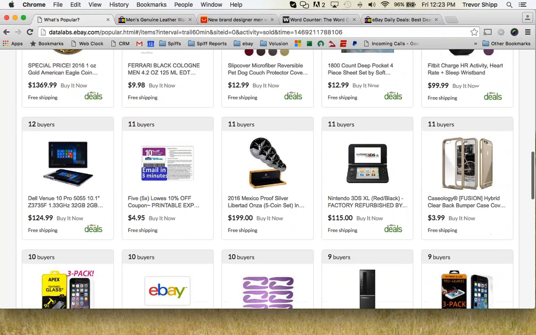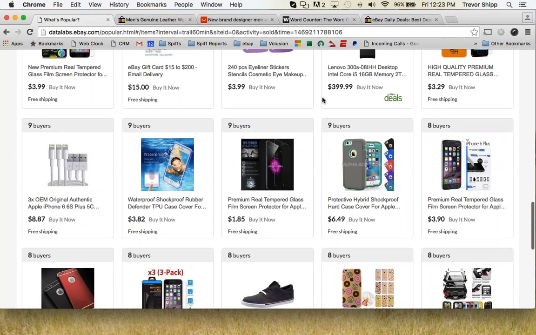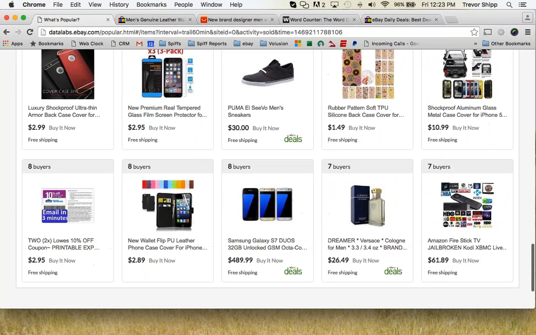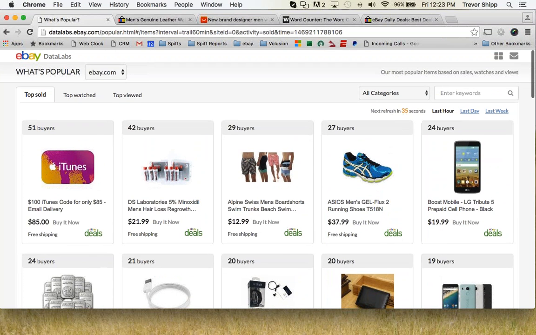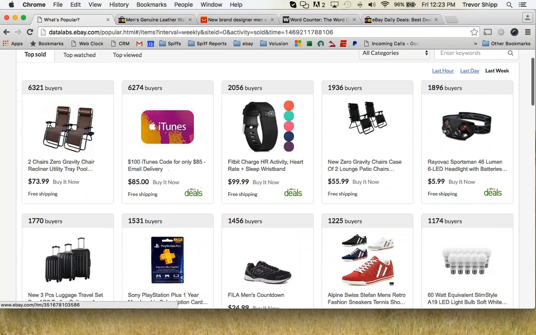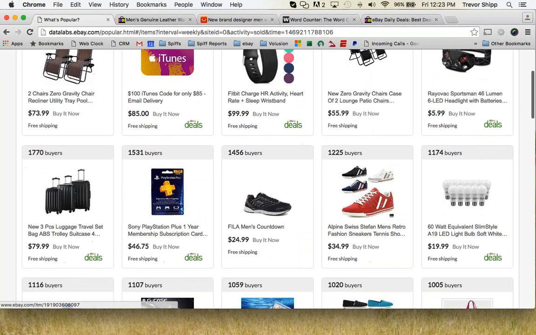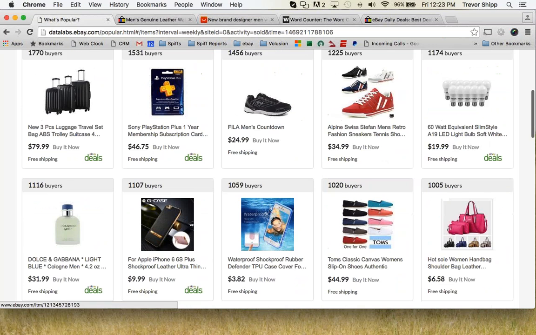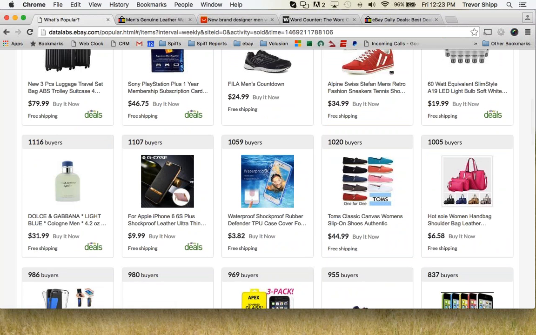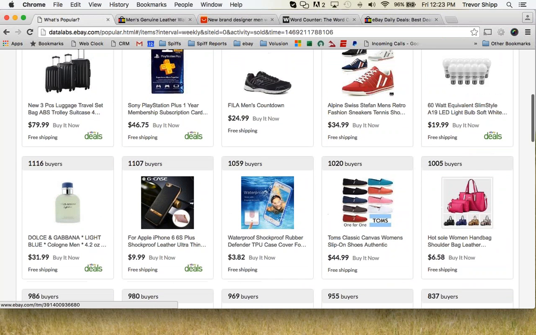There's some bedding that's selling right there. You've got chargers. You've got a shoe selling. Okay, now that's just for the last hour. Let's look at something that's a bit more consistent, maybe for the last month. Or I'm sorry, last week. In the last week, what's been most popular? Some luggage right here. I could certainly look at luggage, although I don't particularly want to carry inventory on luggage.